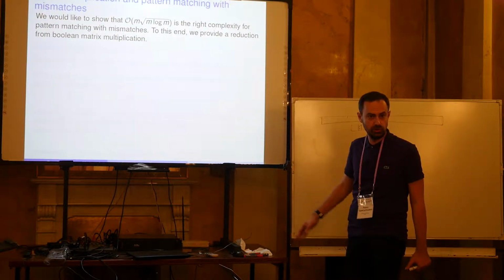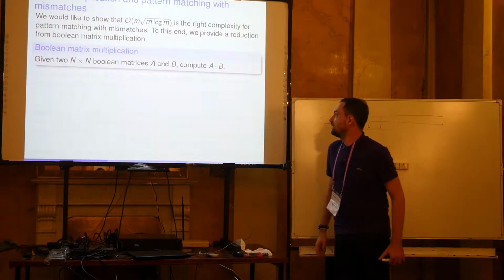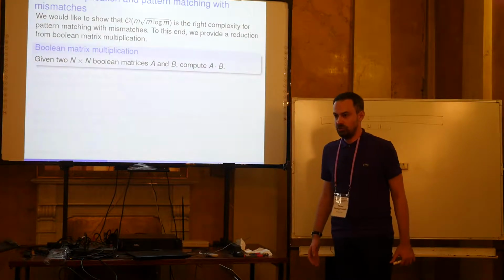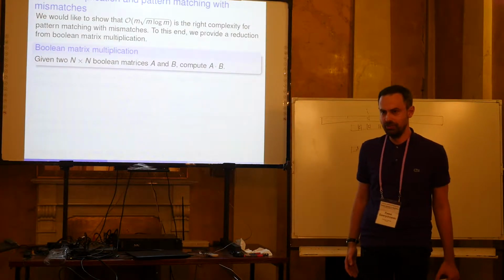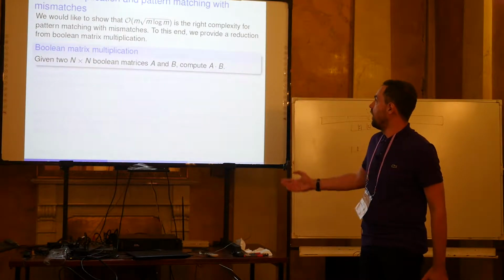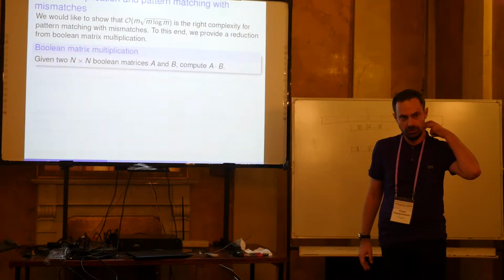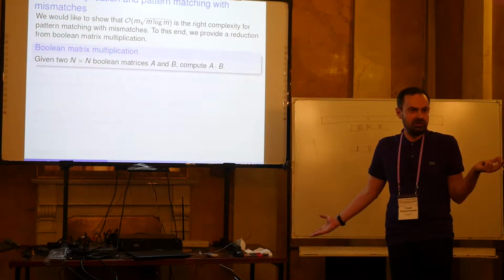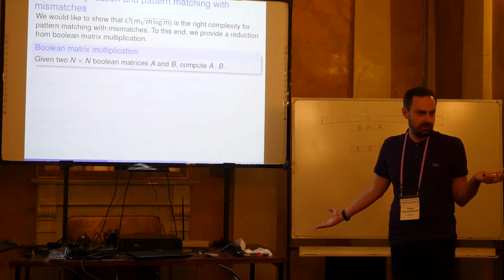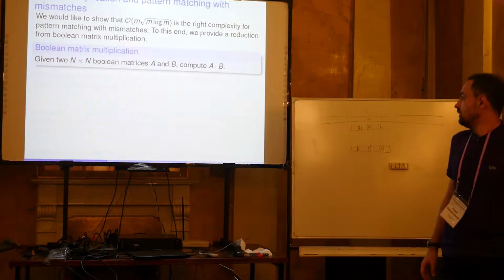Okay, so now the question is, why would you use such a problem? Why would you want to reduce from such a problem? That's the question to you, maybe. How fast can you multiply such matrices? What do you know? Well, the naive algorithm works in n to the power of 3 complexity, right? Boolean means that 1 plus 1 is 1.